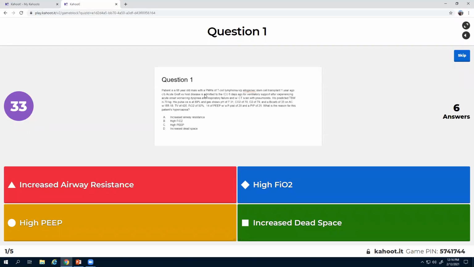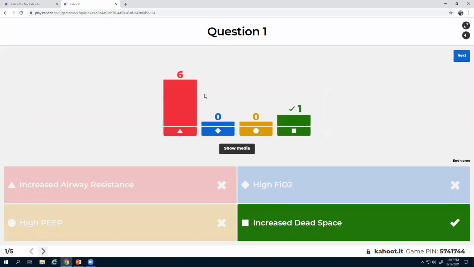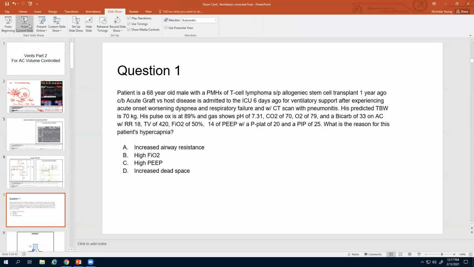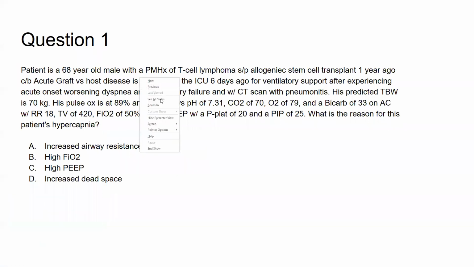All right, got about 30 seconds left. Oh, wow. Okay. All right, so let's go over this one. So I think a lot of people thought it was due to increased airway resistance.